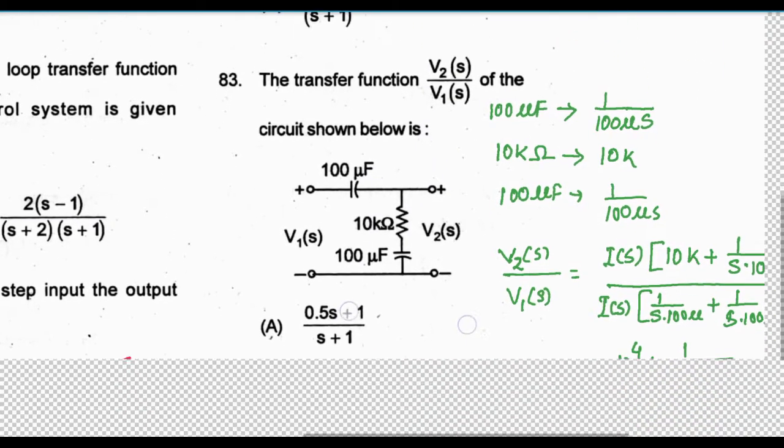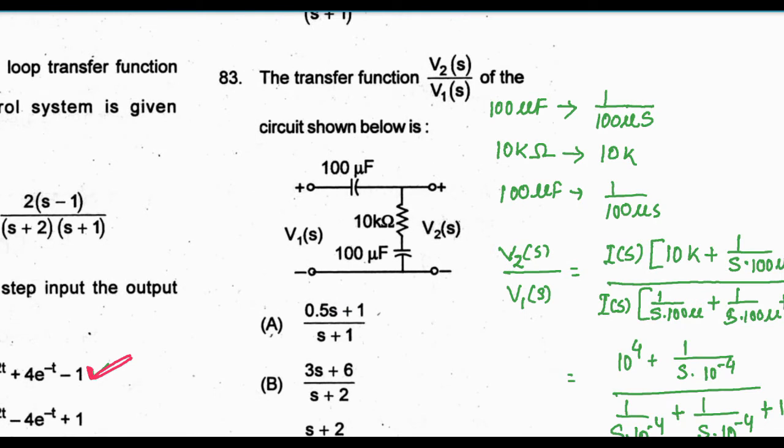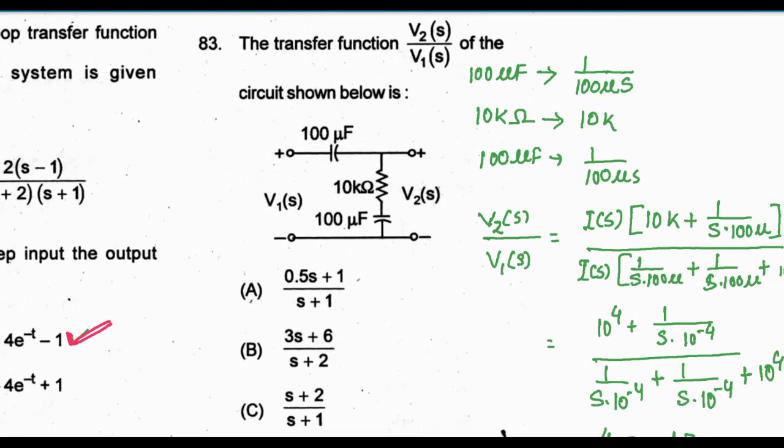Next question is the transfer function V2(s)/V1(s) of the circuit shown below. So here is the circuit, and we have to find out the transfer function. Here this is also a similar problem. We have to first convert the electrical components to Laplace components, and that means here 100 microfarad will be 1/(100 micro into s), and 10 kilo ohm will remain the same, 10 kilo, and 100 microfarad again this will be 1/(100 micro into s).